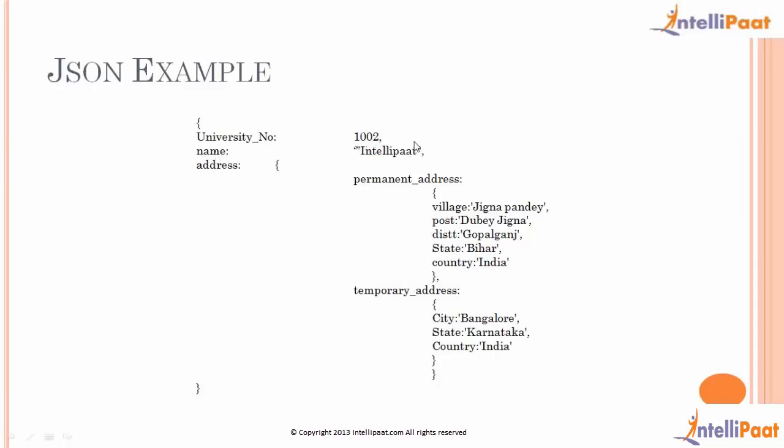Name here I have given as Intellipaat, and it is a string. And then address, this is another object which I am creating. So you can embed objects inside objects. Here I have given permanent address, temporary address, and so on. So that's all about JSON.